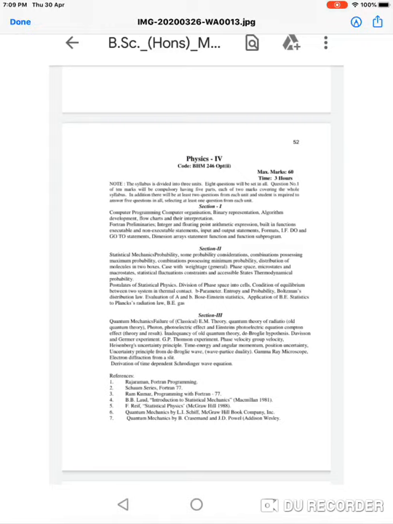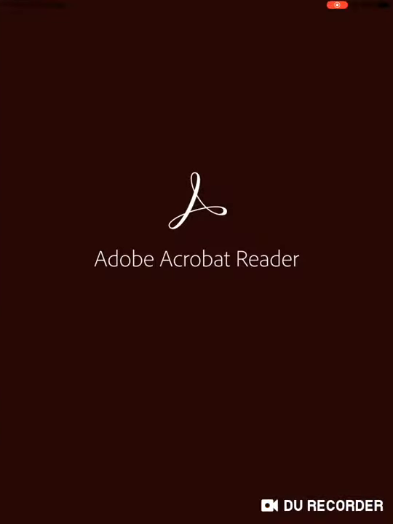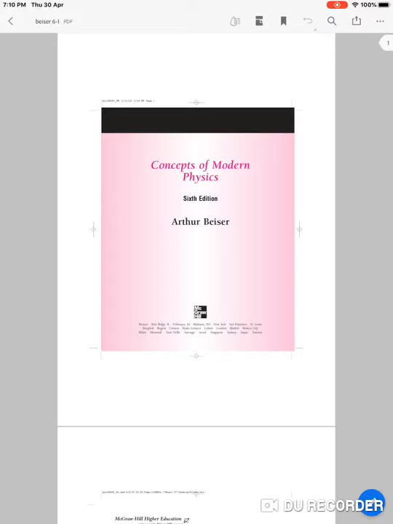And after this we'll discuss the inadequacy of the old quantum theory, then the de Broglie hypothesis, and then the complete course. So let's have a look at the initial stage, how quantum mechanics could build up. First of all, you need to consider this book. This is Arthur Beiser, 6th edition. I will give you the PDF of this.